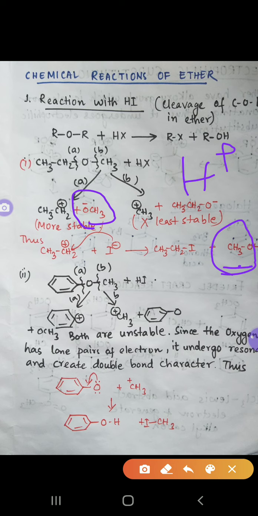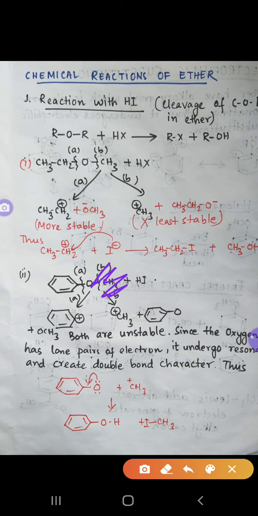Next we will move on. The second reaction is with phenyl methyl ether. Here also the same condition we will apply. If we break from side A, then we have to omit this part. This is the phenyl carbocation, and the other species is OCH3, right? And if we break from side B, then you will obtain this methyl carbocation and this phenoxide ion.